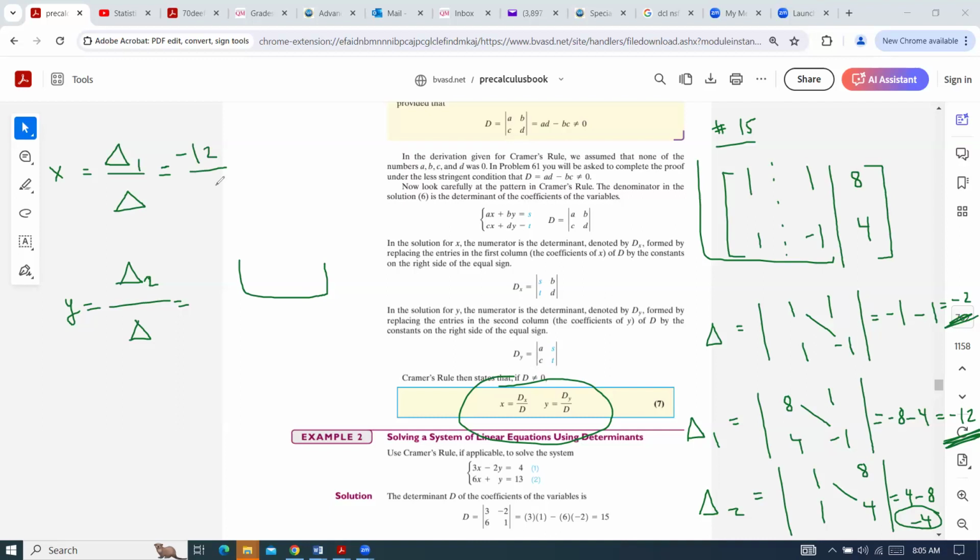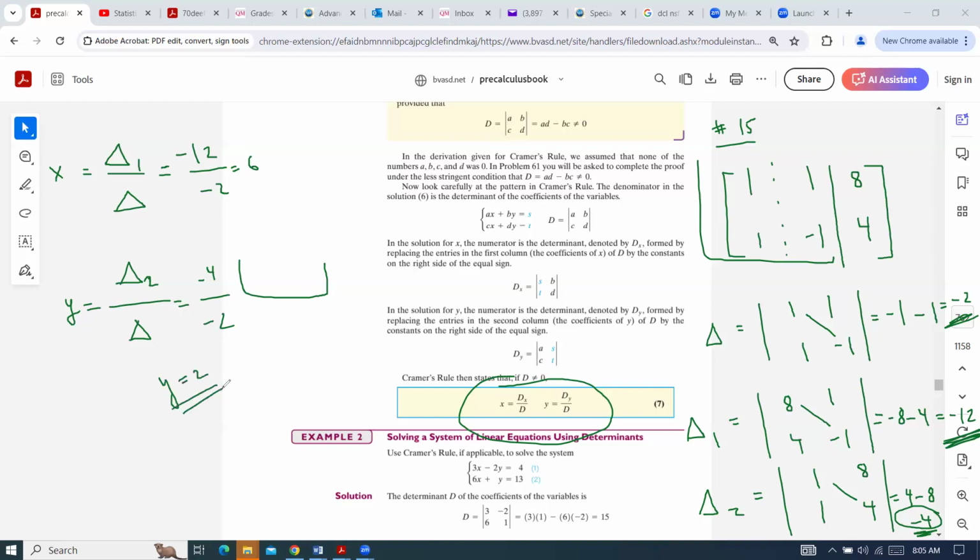Why don't we just solve the system? Well, you can solve the system and double check that. And that's pretty amazing. And then the second determinant, which is -4, and I divide it by -2, that will give you y, which is 2.